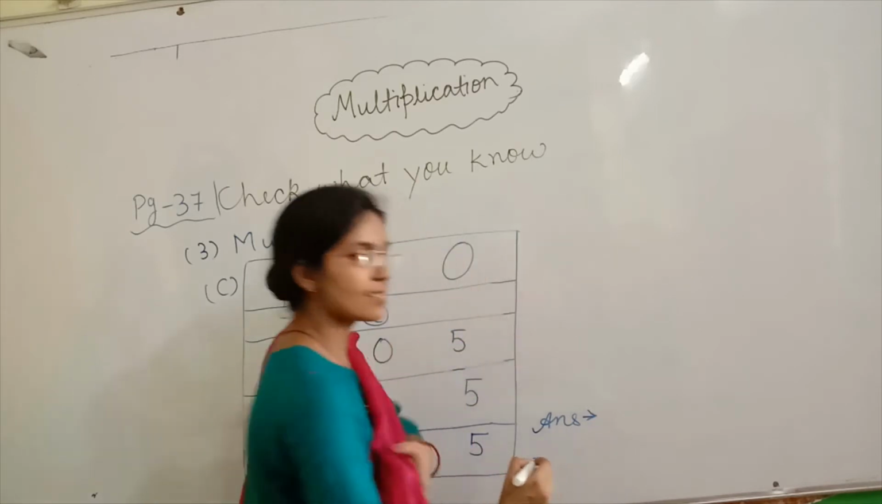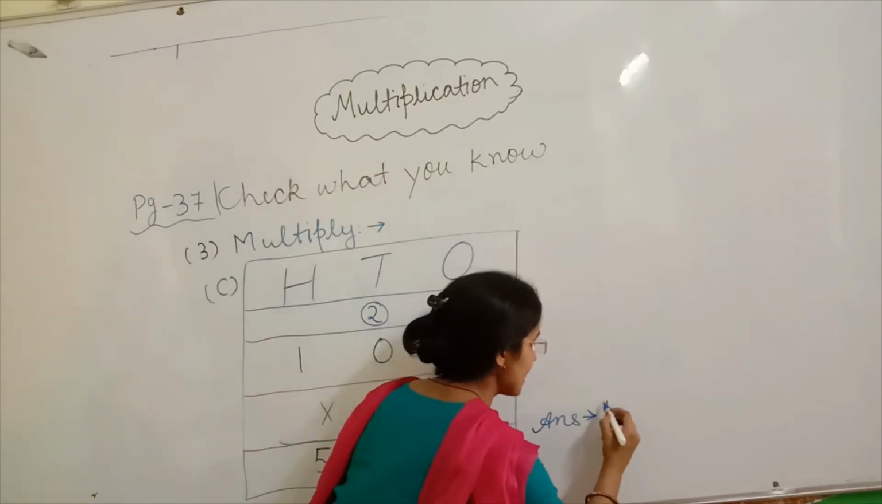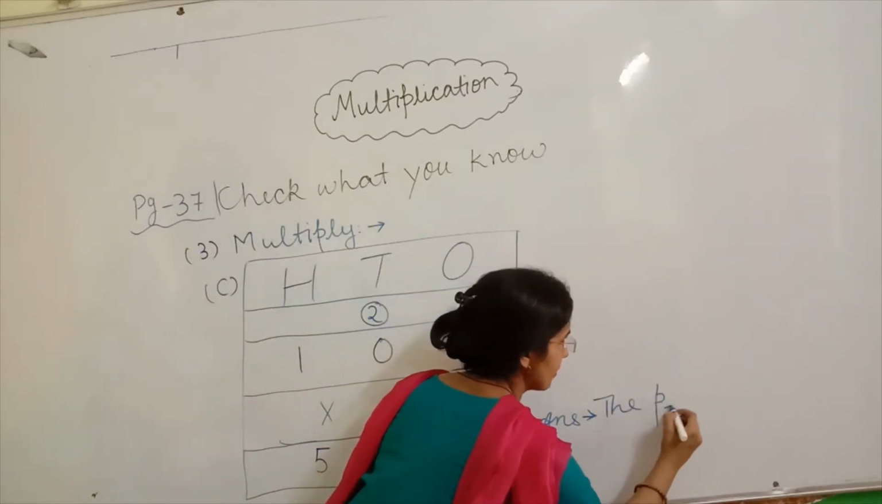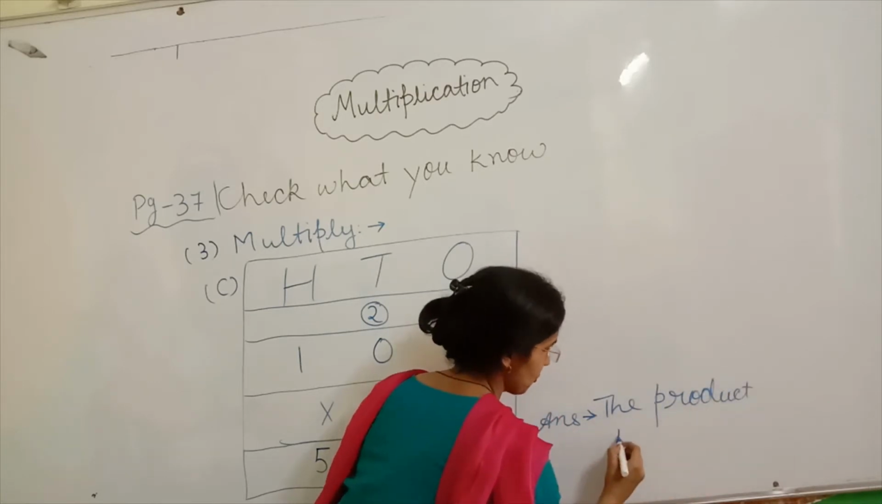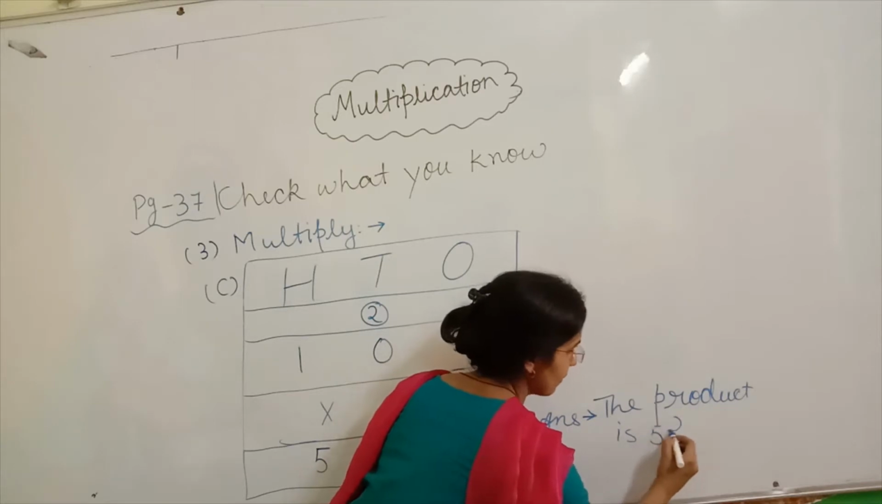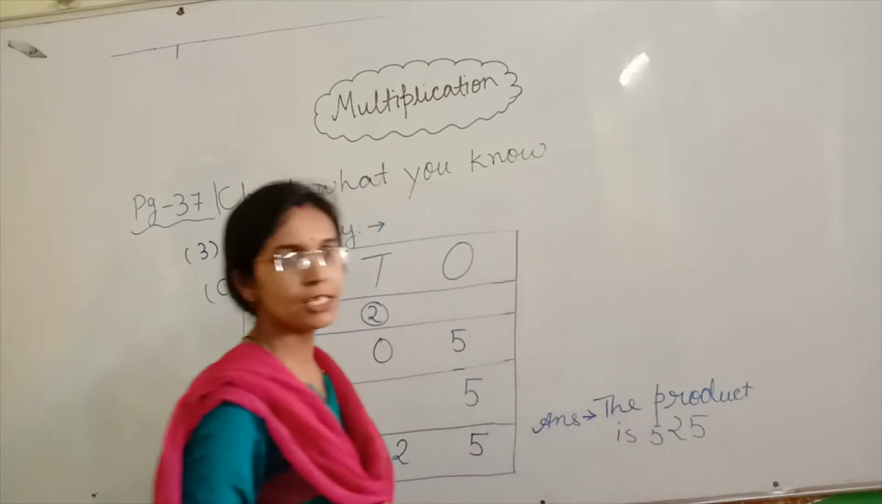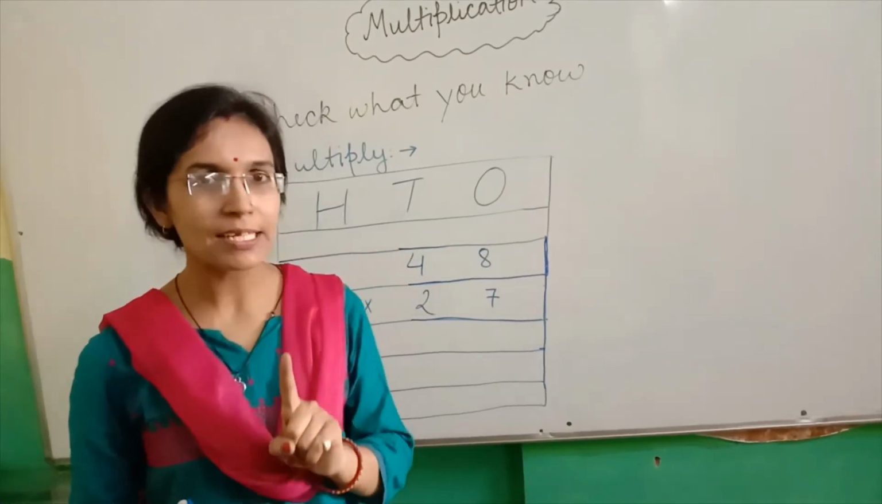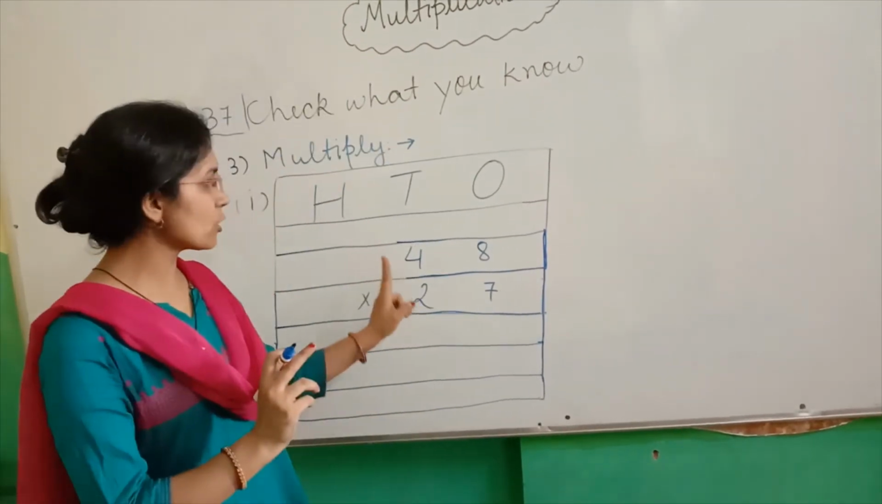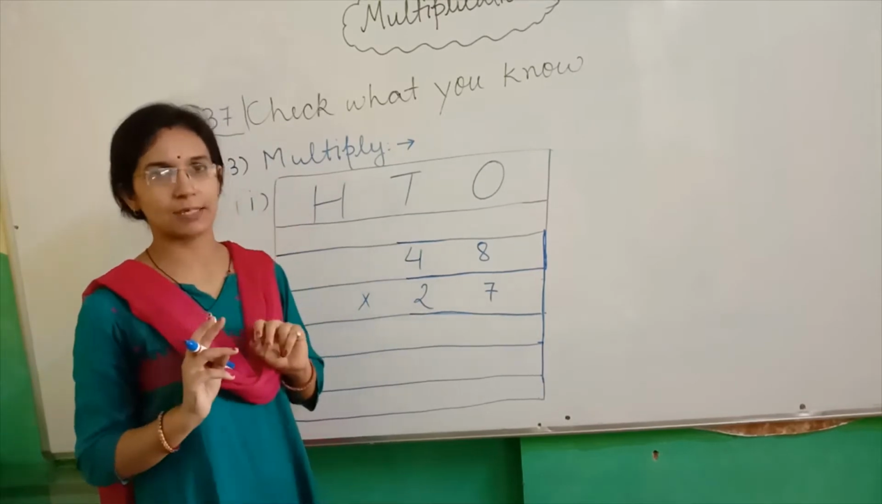You need to write down the answer statement. The product is 525. I have already explained one digit multiplication. Now I am going to explain two digit multiplication.